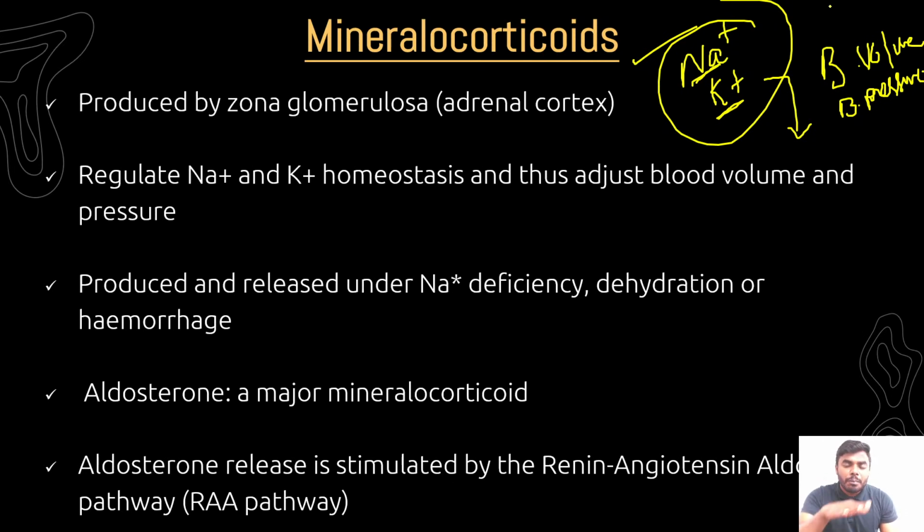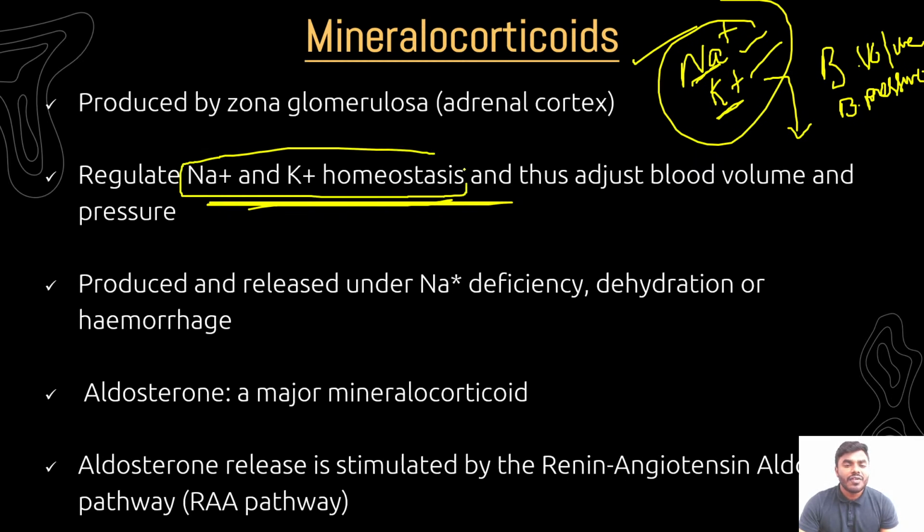In order to maintain the blood volume, in order to maintain the blood pressure, we will be requiring the sodium and potassium ions in our body. So who is going to maintain their homeostasis? Who is going to maintain the level of sodium and potassium homeostasis? This can be maintained by a specialized mineralocorticoid called aldosterone. This is very important even for part B.